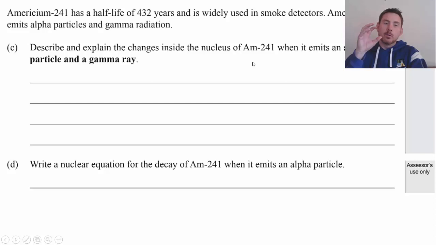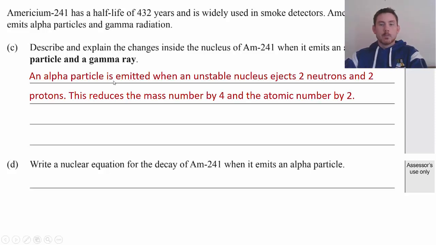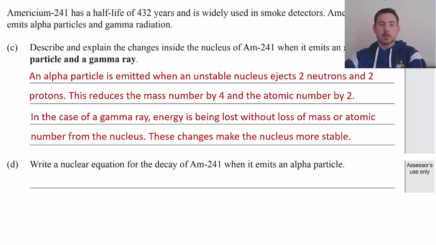Okay, so the change with the alpha particle is the emission of the helium nucleus. Again, that's 2 protons and 2 neutrons. And so the mass number of the americium-241 would drop by 4, and its atomic number would drop by 2. Now, when the gamma ray is emitted, there's no change to mass number, no change to atomic number. We're just losing energy in the form of a gamma wave. And so both the emission of an alpha particle and gamma ray help to stabilize the nucleus, but the gamma ray doesn't reduce the mass number or atomic number.